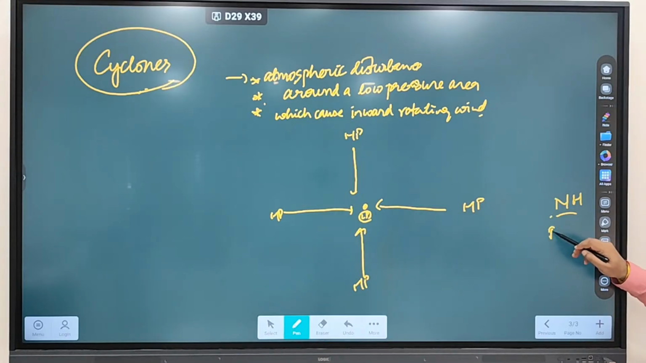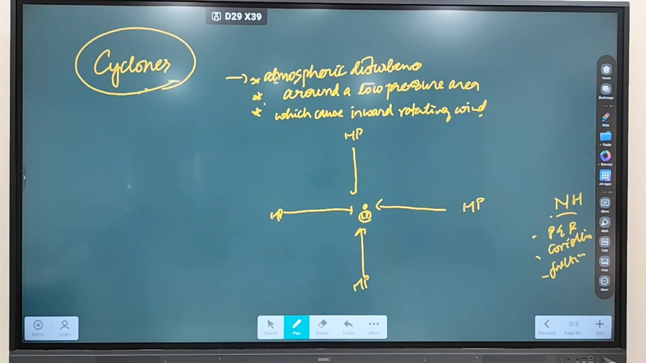Pressure gradient force, Coriolis force, friction force. These are the forces we have discussed. So what are the forces affecting the flow of wind? Pressure gradient force, Coriolis force and frictional force.